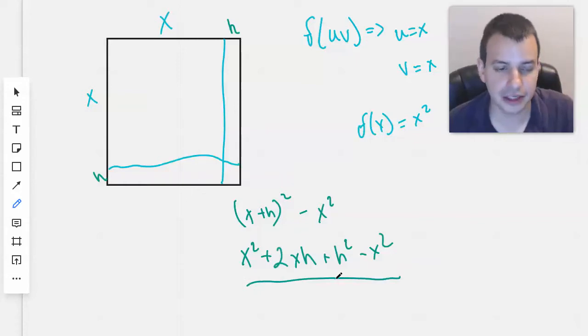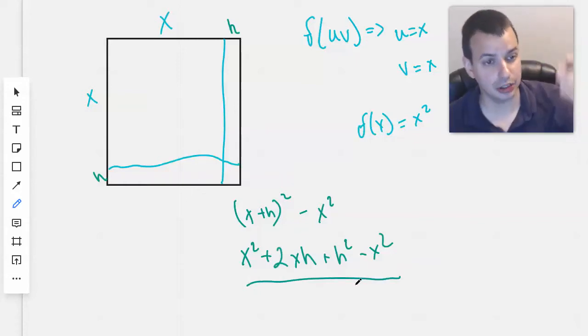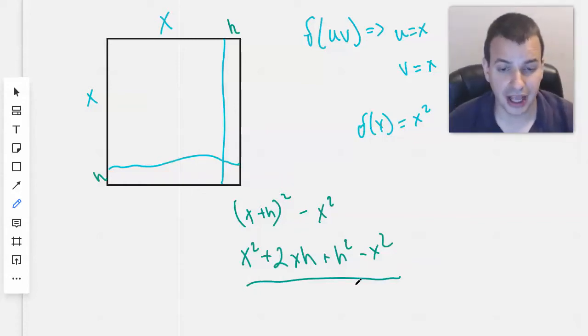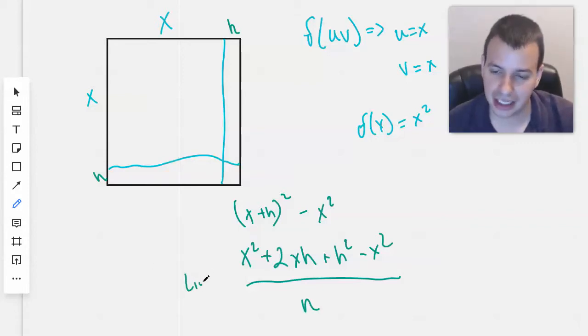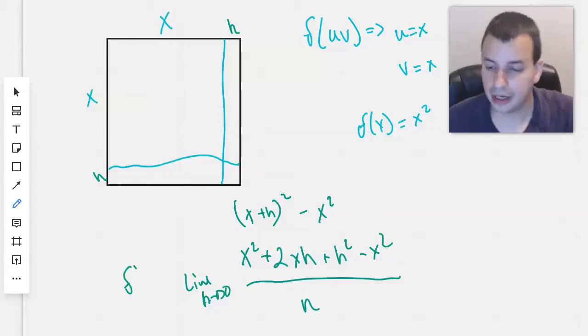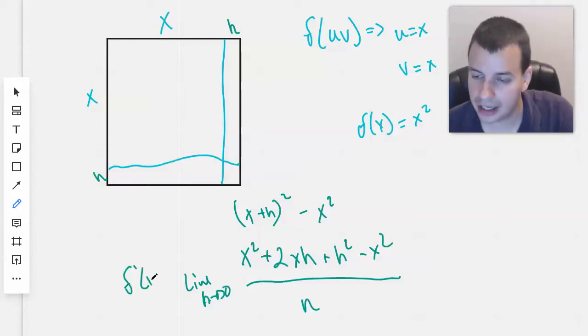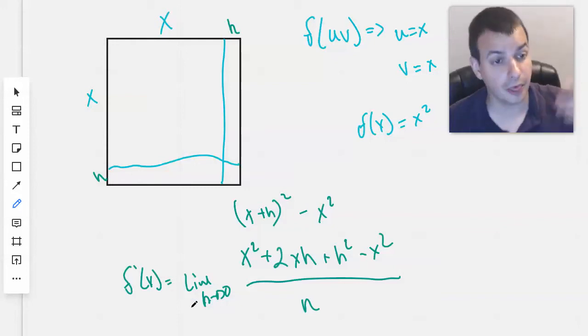And then just to kind of complete our concept here of dy over dx, we're going to divide by h, say the limit as h approaches 0. I know it looks like an n. f prime of x equals this.